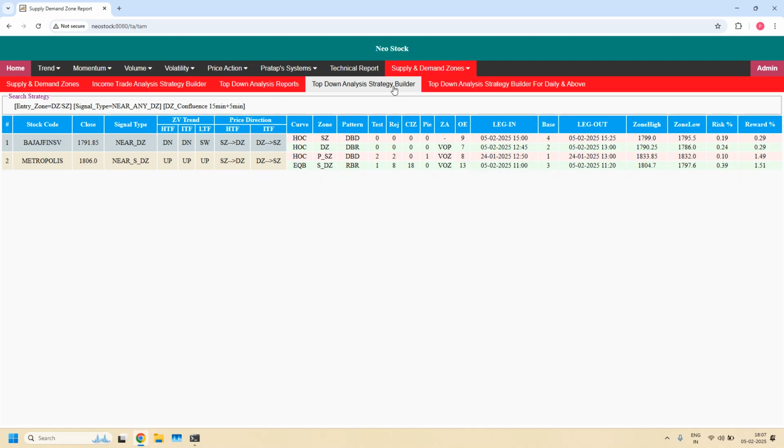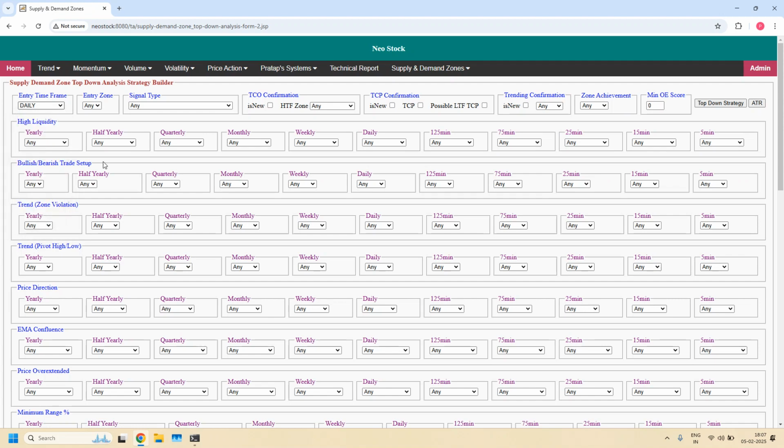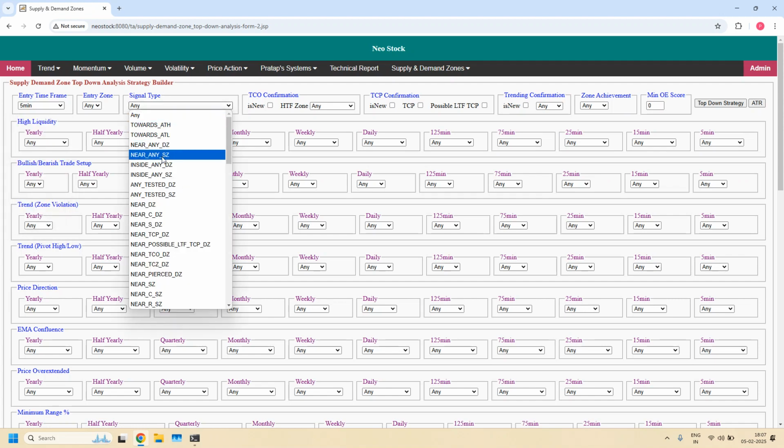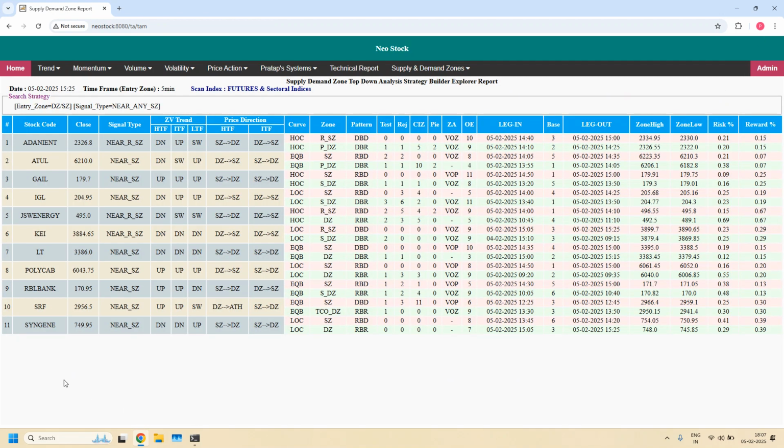Okay, next 5 minutes time frame, stocks near 5 minutes supply zone, we got 11 stocks. Out of these 11, how many are having ITF supply zone Confluence? Let us verify.